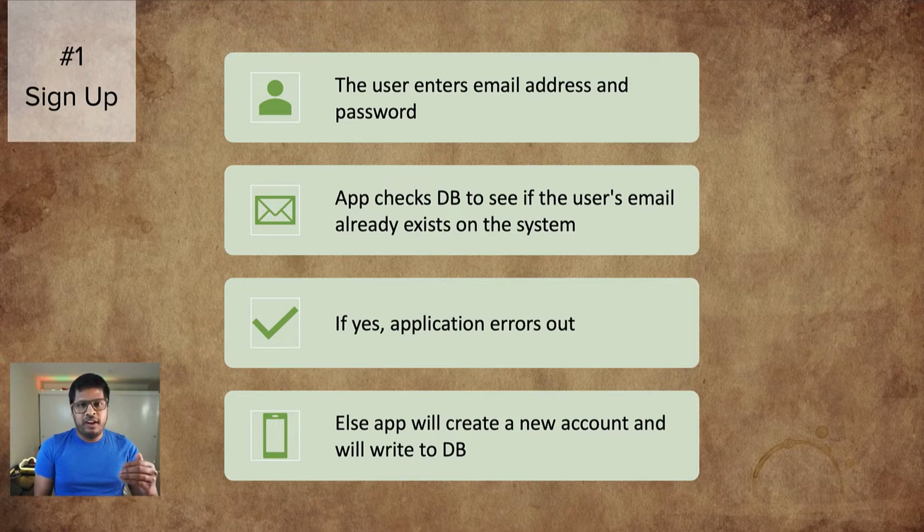Then, the third and fourth steps are based on the decision in step 2. If the application finds out the user's email address or username is already in the database, it will error out saying there is already an account registered with this email address. If a match is not found, that means it's a fresh email address or username. The app will create a new account and write that to the database.